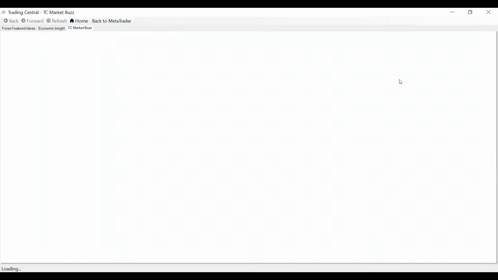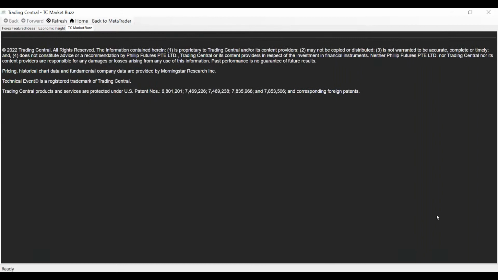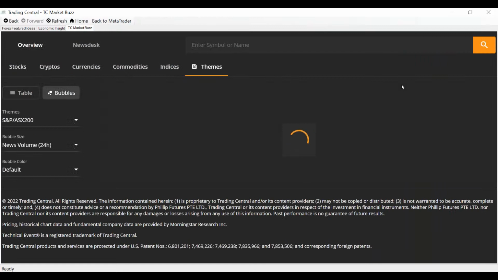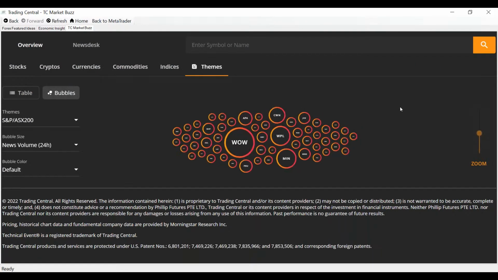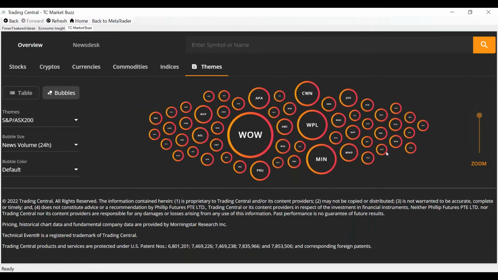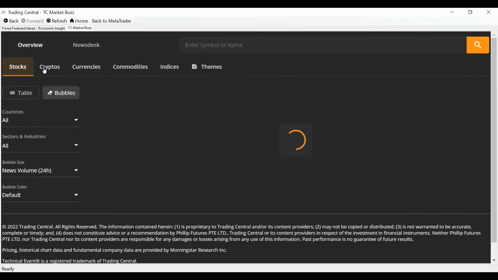TC Market Buzz, which is essentially a news aggregator. Because when we want to research certain stocks or indices or commodities, there's so much news out there. When you Google, there are various sources. You go on Twitter, but how do we know if these are reliable sources? Okay, so once you have launched here, you would see that there are many kinds of contracts or asset classes that you can look at.